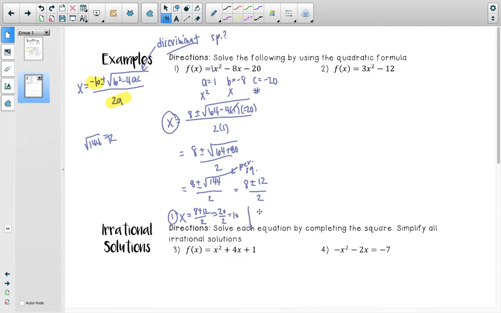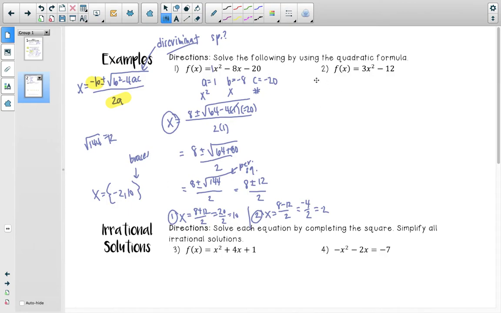And then the other option is subtracting. So do 8 minus 12 over 2. 8 minus 12 is negative 4 divided by 2, and that's negative 2. So our answer in this situation is negative 2 and 10. And remember, again, we're using braces. It just doesn't look like it. We're not using parentheses because it's not a coordinate point.